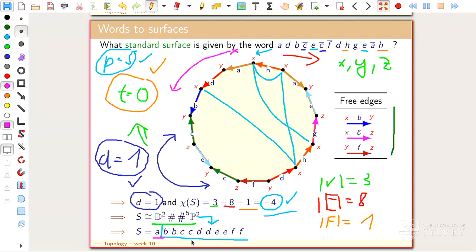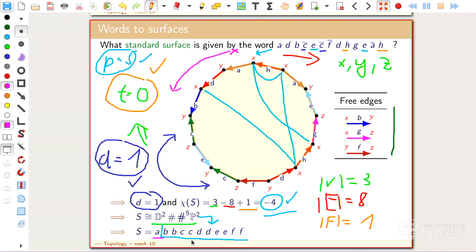So maybe I just repeat in words what we do. The first thing to check is always whether it's orientable or not. And that's usually very easy. Read along and look for those non-oriented edges. You only need to find one of them, and it's already not orientable. So it's a 0, 1 question. You either have T equals 0 or you have P equals 0.